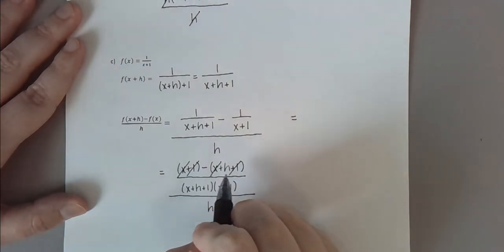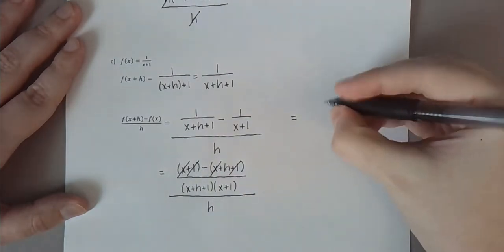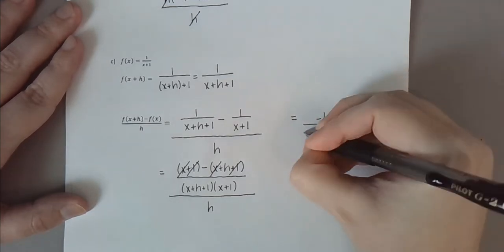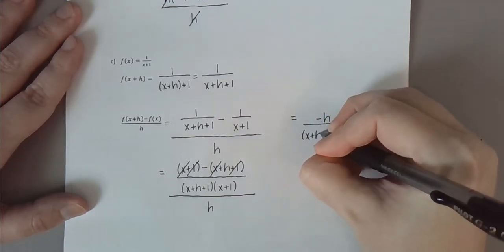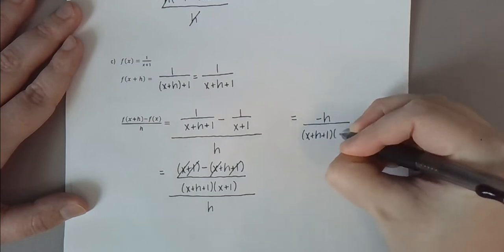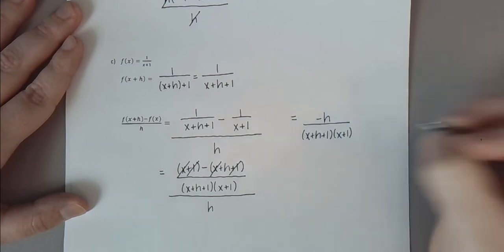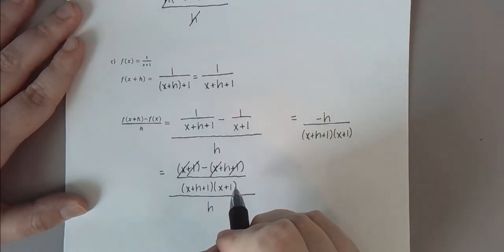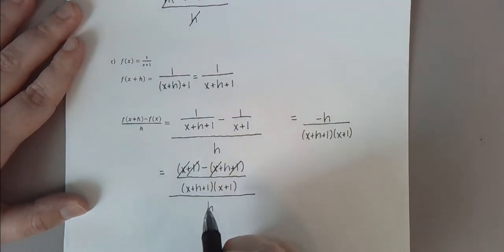So our new numerator here is going to be negative h, and then again leave that denominator in its factored form: x plus h plus 1, x plus 1. Now I'm going to combine a couple steps here. So that's the fully simplified expression in the numerator. Notice we're dividing by h. So ultimately it's fractional division. It's one fraction divided by something.